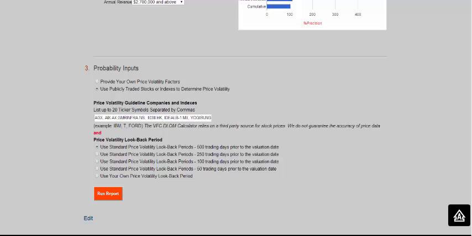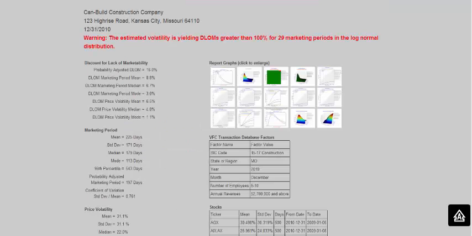Now let's click the Run Report button. We now see a screen report of the results for a double probability DLOM. On the left side of the screen is a section that summarizes various DLOM measurement points. We see that the full probability adjusted DLOM is 16.0%. DLOM measured at the marketing period mean is 8.8%. DLOM measured at the median of the probability distribution is 6.7%. And the DLOM measured at the mode of the marketing period probability distribution is 3%.